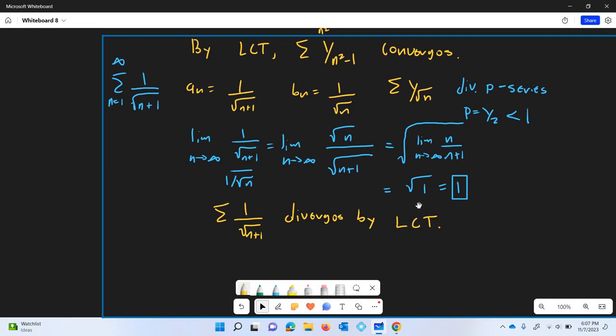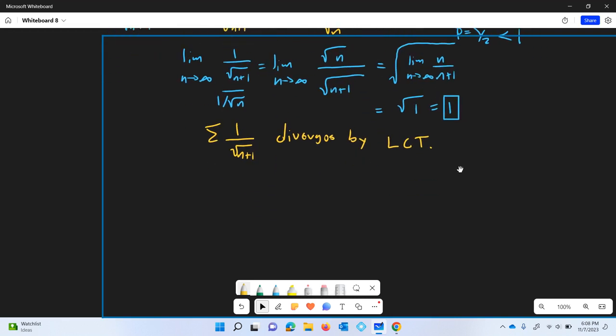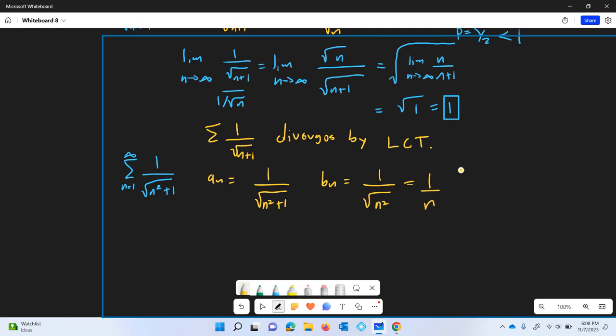Now consider a similar series, for example the summation of 1 divided by the square root of n squared plus 1, from 1 to infinity. What is a_n? a_n is 1 over the square root of n squared plus 1. What is b_n? b_n has to be 1 over the square root of n squared, which is equal to 1 over n. Now notice this: the 1 over n is a divergent harmonic series, or you could just say the harmonic series, whichever you prefer.